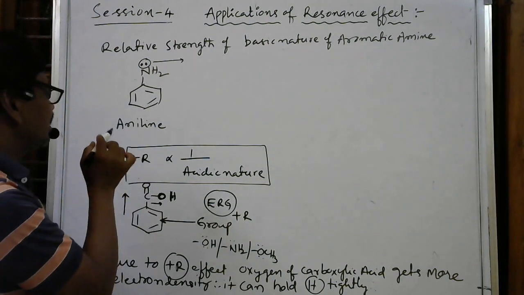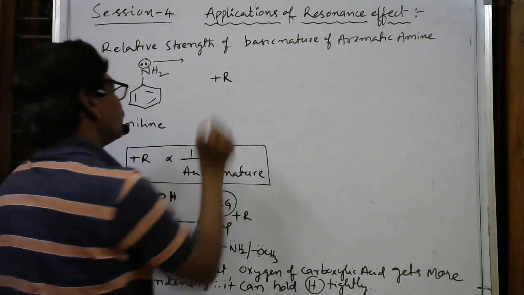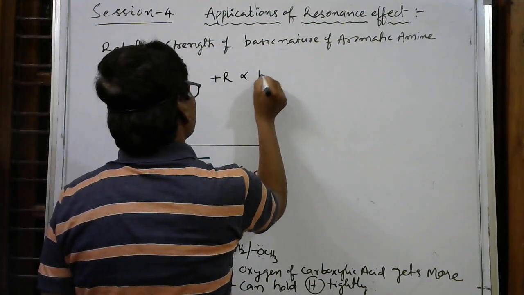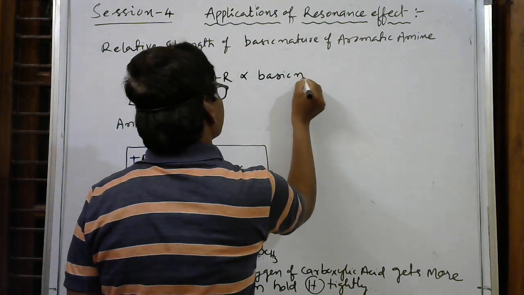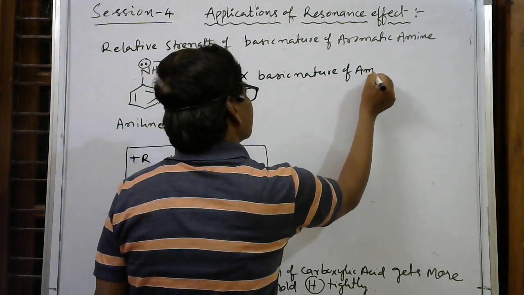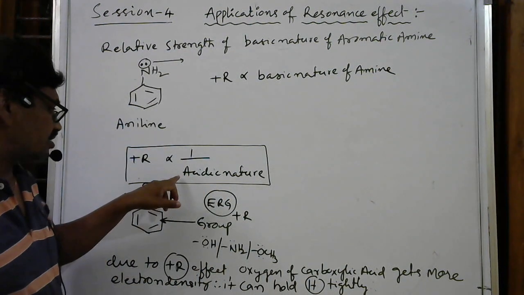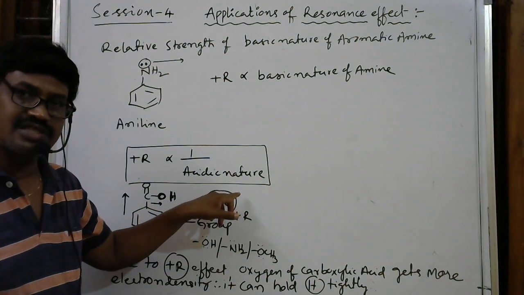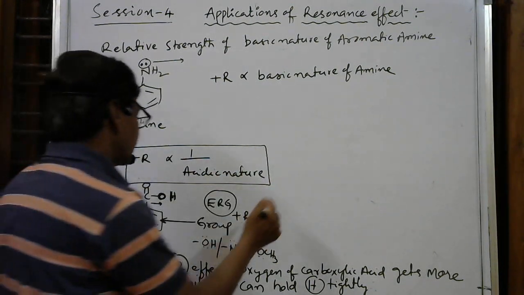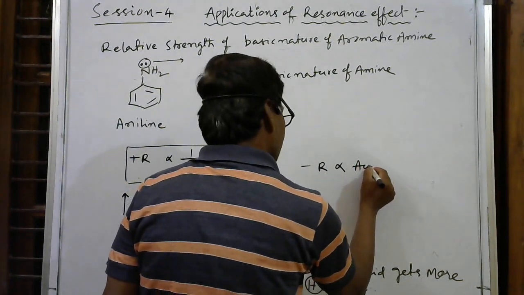Here aniline, because of plus R nature, what is happening we will discuss now. Plus R nature is directly proportional to basic nature of amines. Here what we have discussed: plus R nature is inversely proportional to acidic nature of carboxylic acid. About the minus R nature, I also gave some explanation. Here you can take this also: minus R is directly proportional to acidic nature.